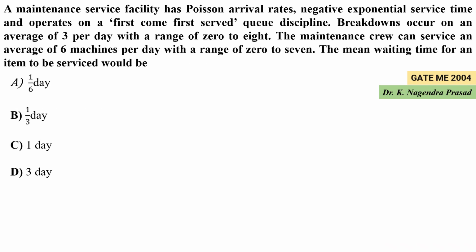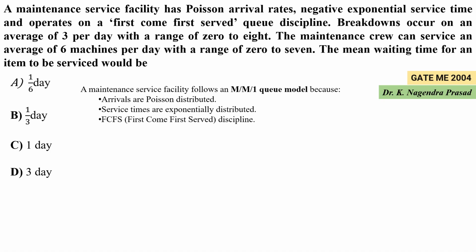A maintenance service facility has Poisson arrival rates, negative exponential service time, and operates on a first come first served queue discipline. Breakdowns occur on an average of 3 per day with a range of 0 to 8. The maintenance crew can service an average of 6 missions per day with a range of 0 to 7. The mean waiting time for an item to be served would be: option A, 1 by 6th day; 1 by third day; 1 day; and third day. Okay, so let's see the solution.